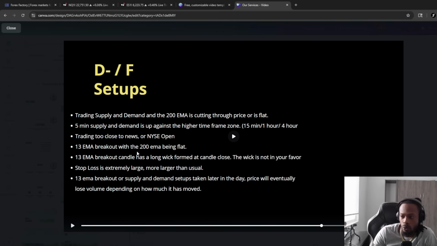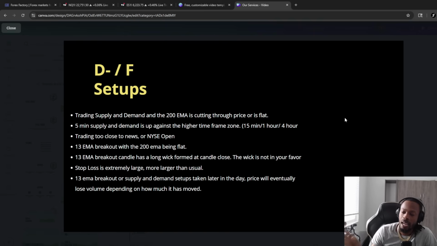A 13 EMA breakout with the 200 EMA being flat is a super low quality setup. Why? Because that's not the right market condition. Supply and demand, with the 200 EMA coming through the middle of price or flat, is the wrong market condition. Those are low quality setups. You will see it give you the break of the candle, reverse, and hit your stop loss.